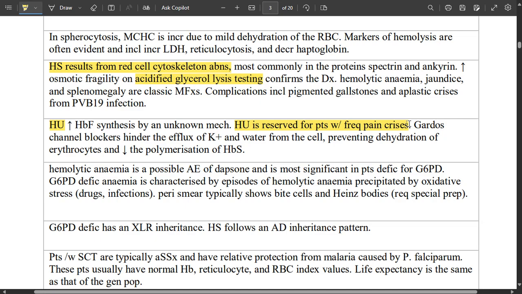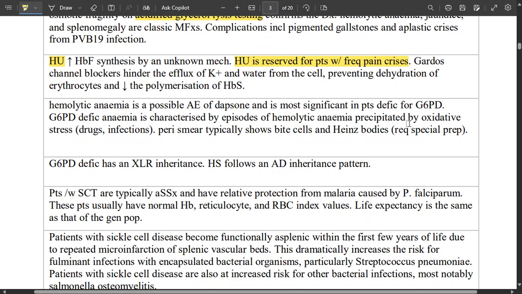When these channels are blocked, they hinder the efflux of potassium. So potassium and water stay inside the cells, thus preventing dehydration of RBCs and decreasing the polymerization of HbS. In sickle cell disease, one of the key components in the management strategy is ensuring adequate hydration. When hydration is ensured, water stays inside the cell, and dehydration of the erythrocyte is decreased. Thus, sickle cell polymerization is reduced. So hydration is one of the key components of management of SCD.